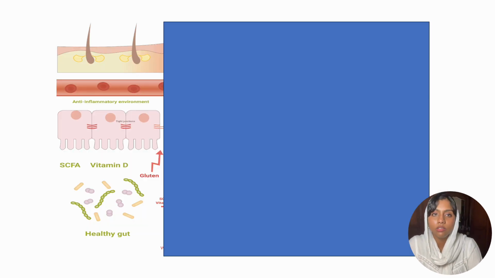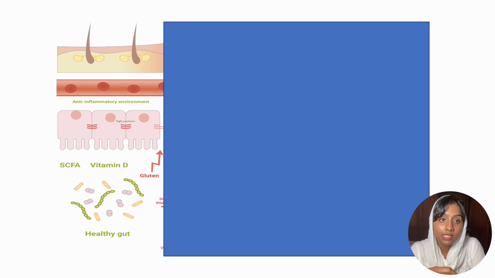So let's take a look at this image. As you can see, the gut microbiota is helping to maintain a normal healthy gut, where they produce short chain fatty acids and vitamin D. They help to maintain the homeostasis between the T regulatory cells and the effector cells, thus producing an anti-inflammatory environment.